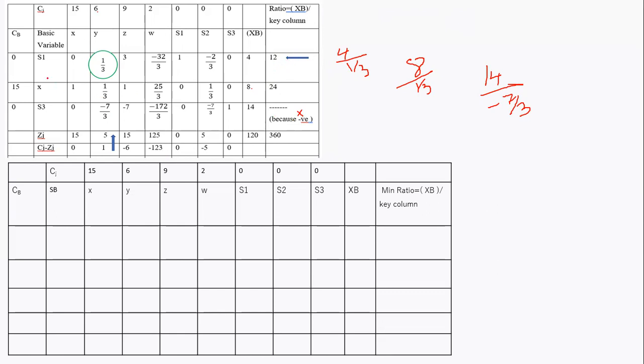So in the next table, what will happen? This row indicates S1 is leaving the table and this row indicates y is entering the table. So in the place of S1, I will be having y, and the cost of the y comes from the Cj column objective function, which is 6, and then x, there is no change, and then cost of x is 15, and then S3 will remain as it is, and cost of S3 is 0.